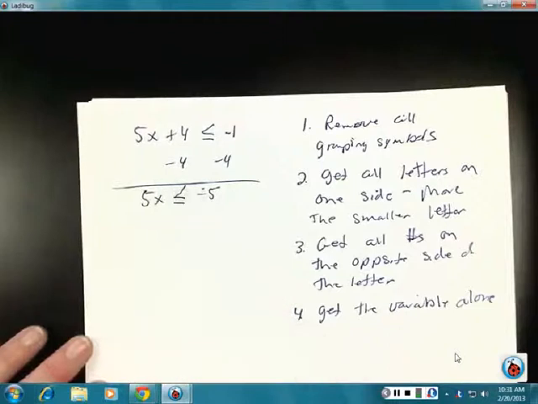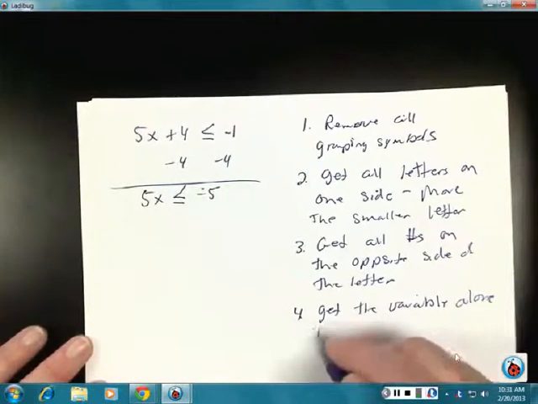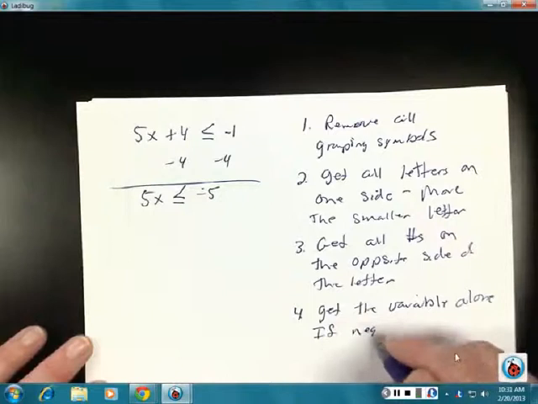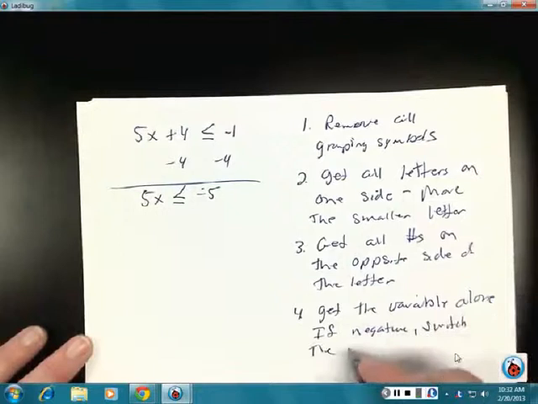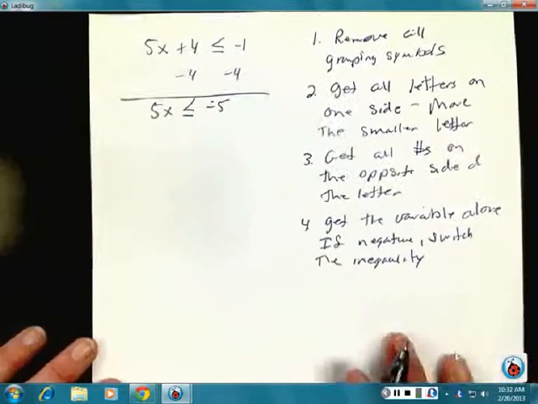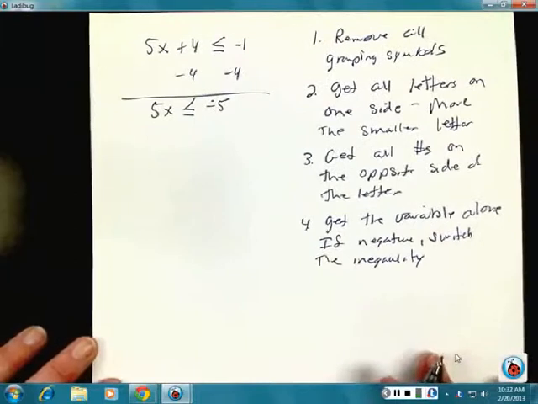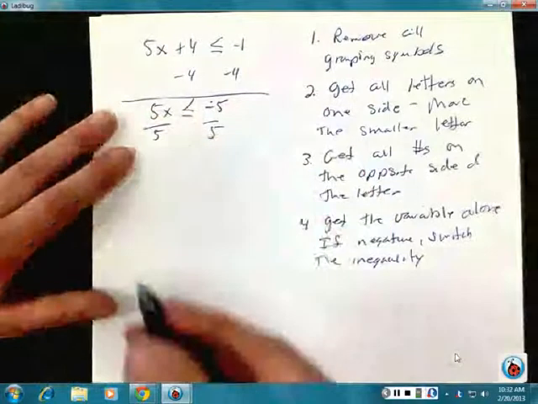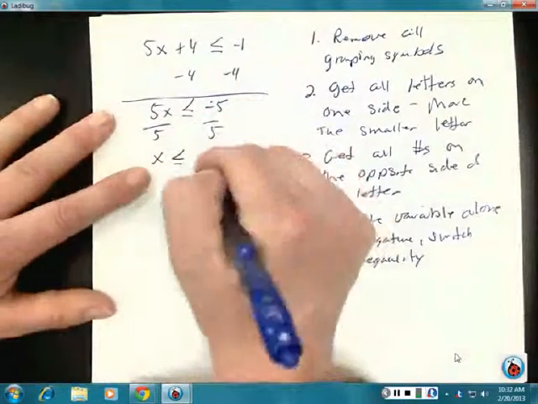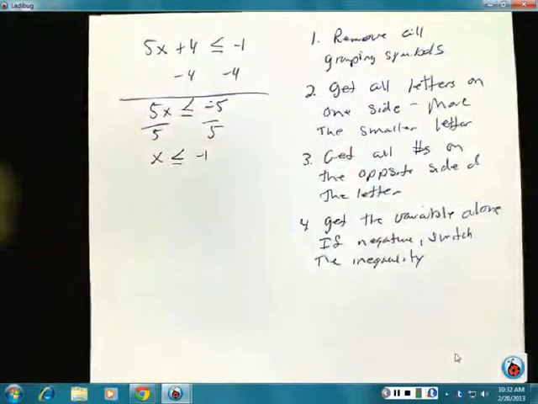Okay? So get the variable alone. If negative, switch the inequality. If you don't switch that inequality, you're going to get the wrong answer. So in this case, I'm going to divide by 5. Basically, it's the same stuff we did in chapter 2, but now we have inequality stuff involved in it. And so I get my answer.